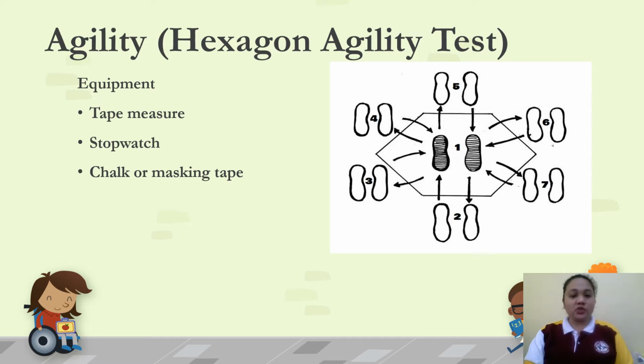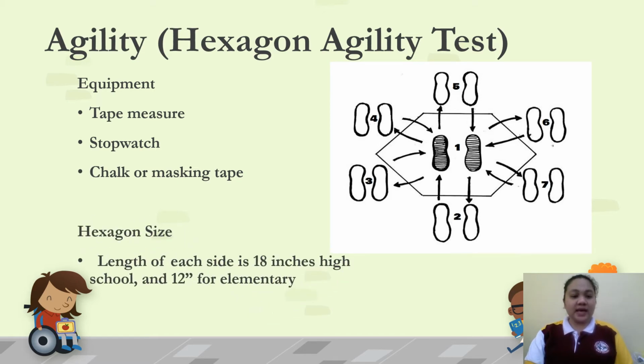So, yung chalk at yung masking tape, ginagamit po siya to draw or make a hexagon. For the hexagon size, ang ginagamit po na size ay 18 inches for high school and 12 for elementary. Each angle is 120 degrees. So, let's take a look at the illustration. Dito po, pinapakita kung papaano ang gagawin ng performer na paglipat. May makikita kayong mga arrows na palabas at papasok ng hexagon.